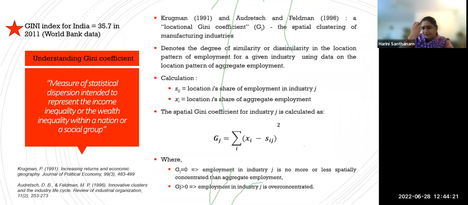So for each industry, this Gini coefficient is calculated. So this actually gives an idea of where employment opportunities are opening up for a country, and whether it is placed rurally or urban. This is a very, very important indicator.